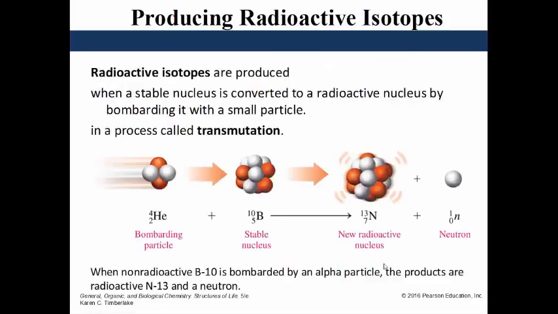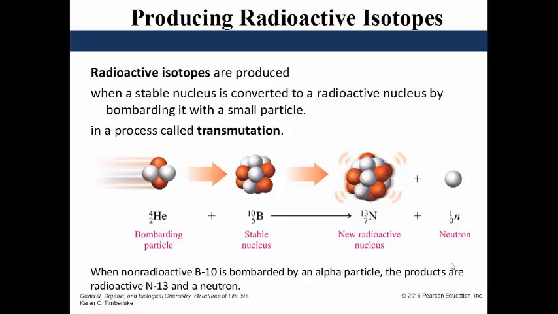Producing radioactive isotopes? Radioactive isotopes are produced when you have a stable nucleus that's converted to a radioactive nucleus by just bombarding it, just peppering it with a small particle. And that whole process is called transmutation. So if you were to take a stable nucleus here of boron, atomic number 5, mass of 10, and just bombard it with helium particles, so when you add these two together, this process of transmutation, you get a new nucleus, a new radioactive nucleus of nitrogen, atomic number 7, mass 13. You get this nucleus plus a neutron.